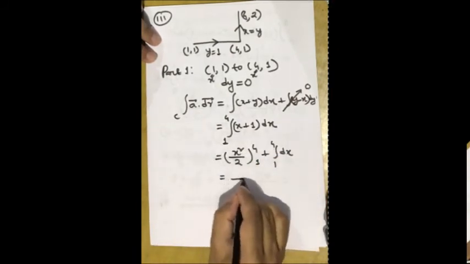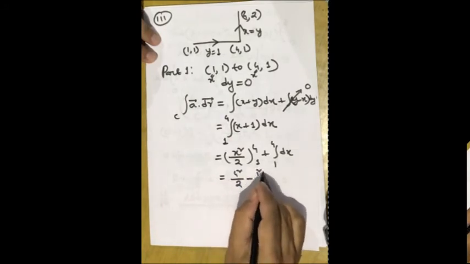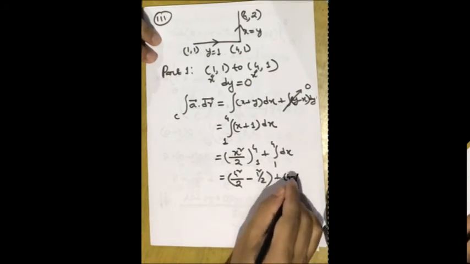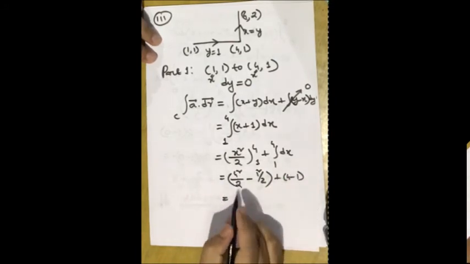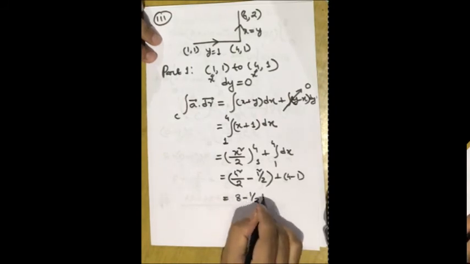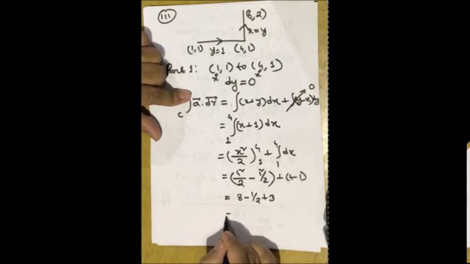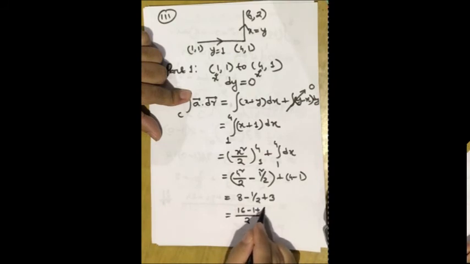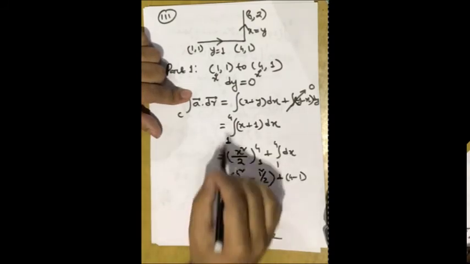Okay, so this is x squared divided by 2 from 1 to 4, plus the integral of dx from 1 to 4. So how much will we find? 4 squared divided by 2 minus 1 squared divided by 2, plus 4 minus 1. This value, 16 divided by 2, is 8, minus half, plus 3. If we do the calculation, the value will come to 21 divided by 2, so 10 1/2. So this is the value of the first part.